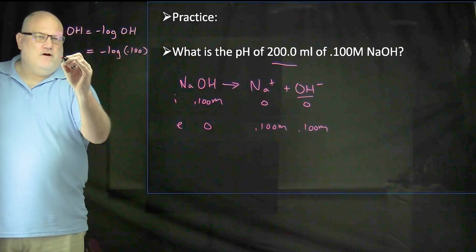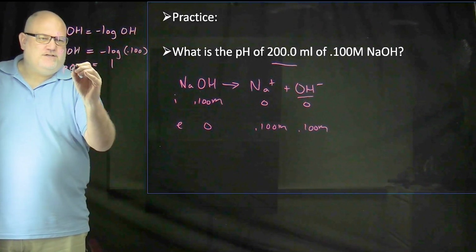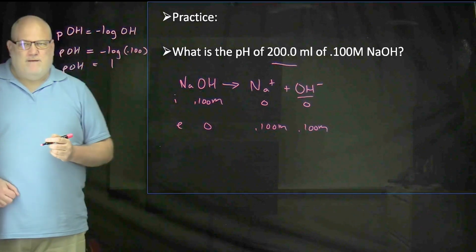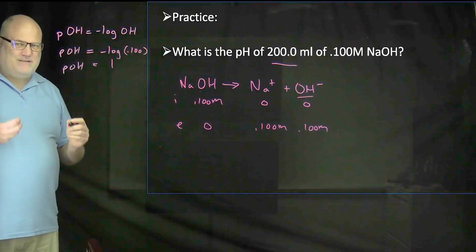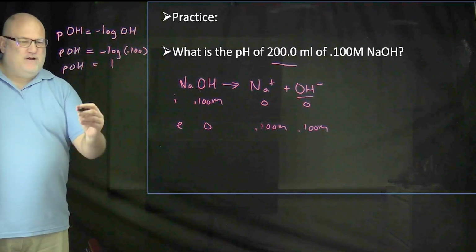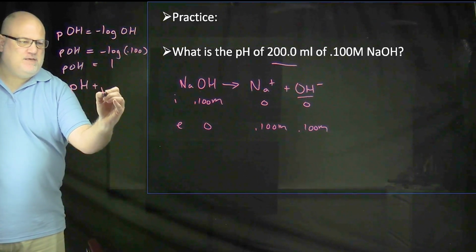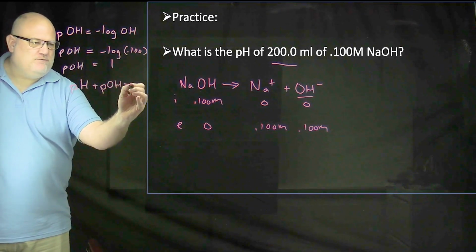Now, for those of you who are mathophiles, that's going to be really straightforward because the pOH is going to equal 1. But that's not what the problem's asking. The problem is asking what is the pH. Let me remind you of this truth. pH plus pOH is equal to 14.